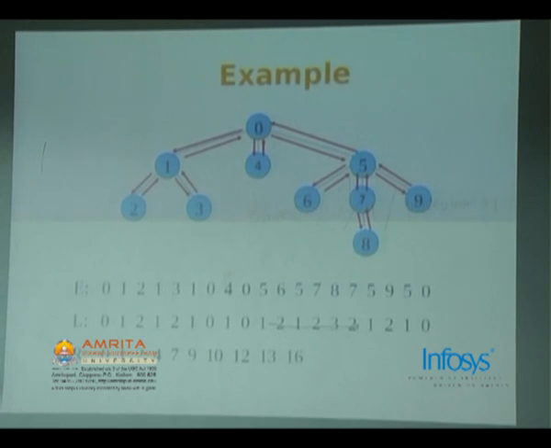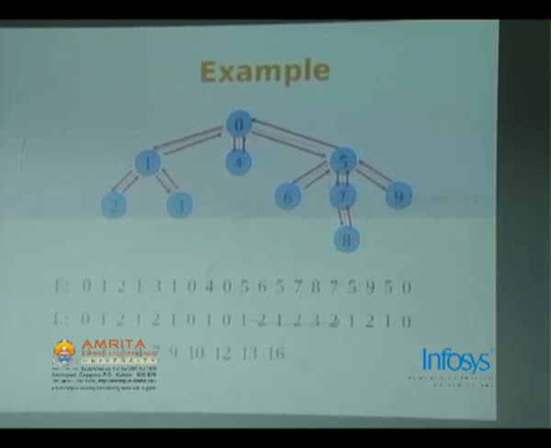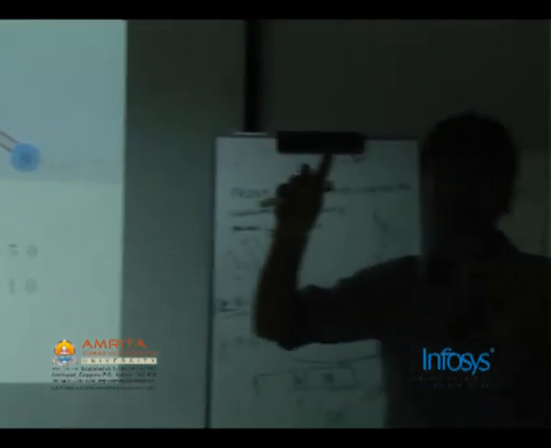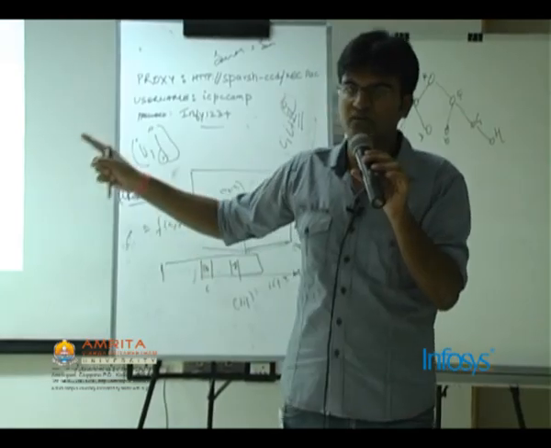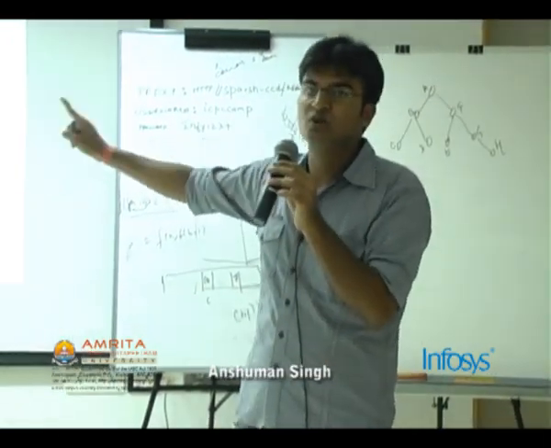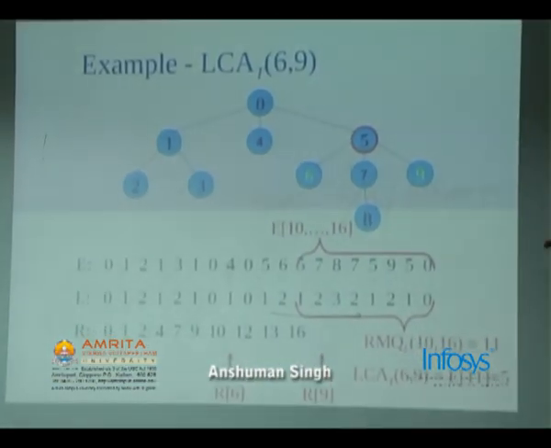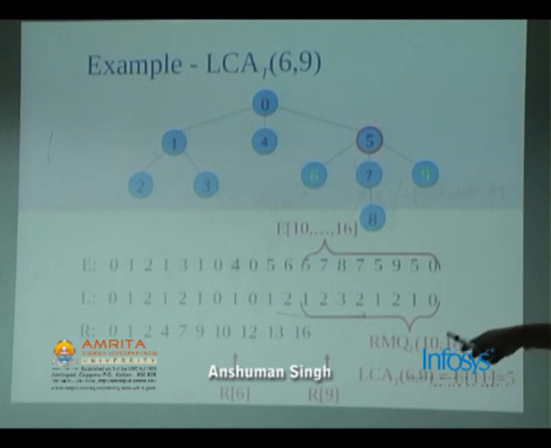The R array is calculated to get the first index of my nodes I and j. If I am doing a query for nodes I and j, I use the R array to get the first index of I and j, and then I do a query in the L array for those two indices. I have taken a tree and generated the E array for it, the L array for it, and then the R array for it.